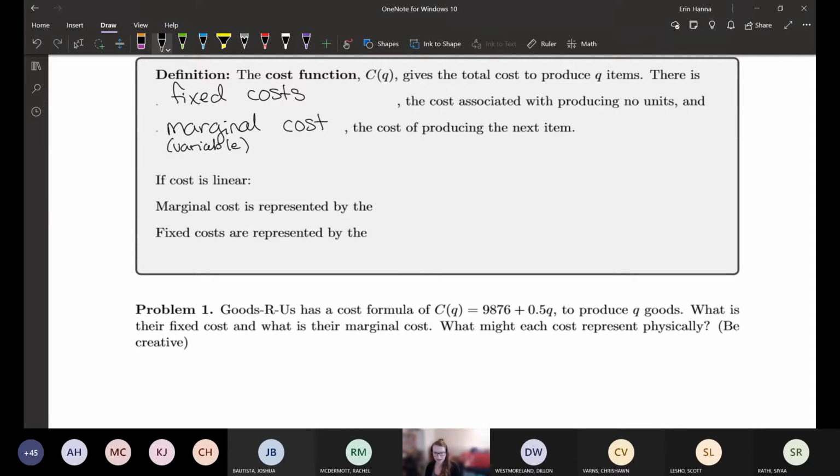So if cost is linear, which is what we're going to be focusing on at first, just linear cost functions, then marginal cost is going to be represented by the slope. And fixed costs are going to be represented by the y-intercept. Maybe I should be careful and say vertical intercept, because actually we usually aren't working with y's here. It's usually in terms of q and p.